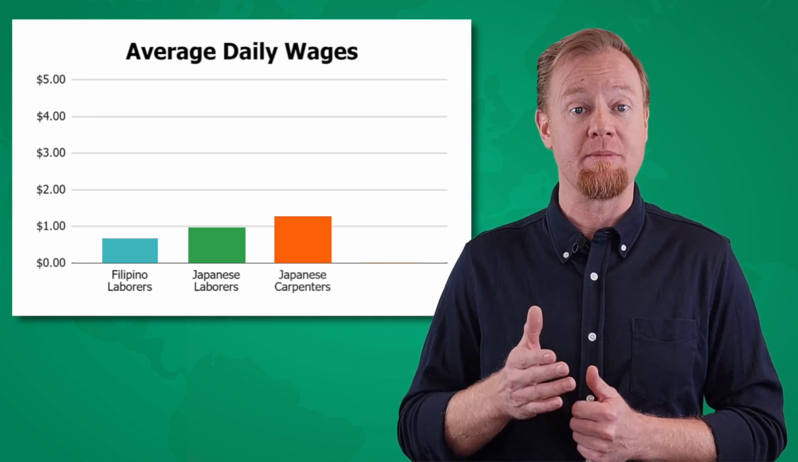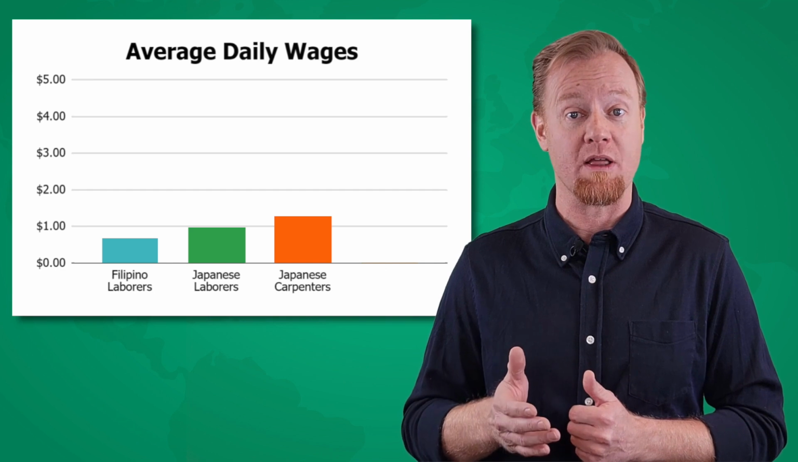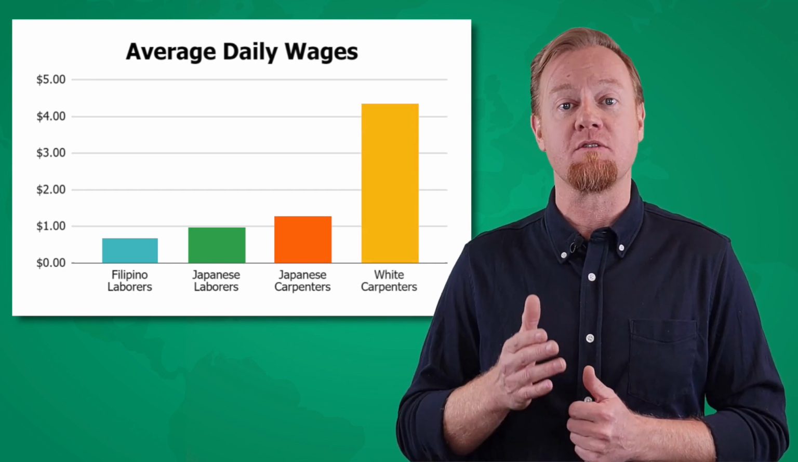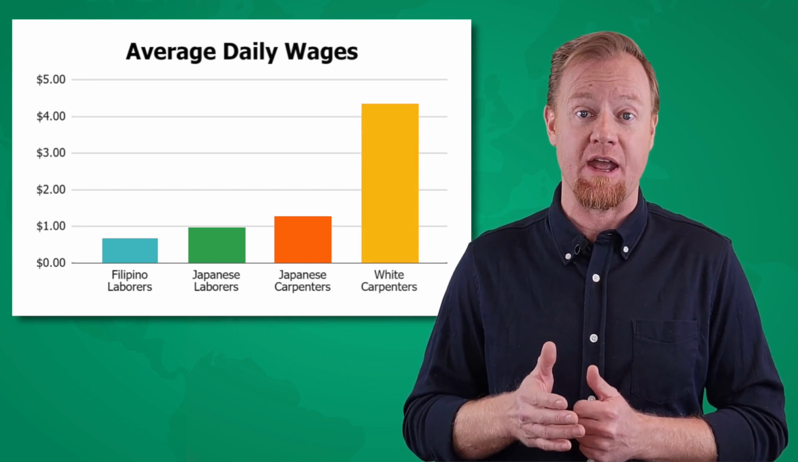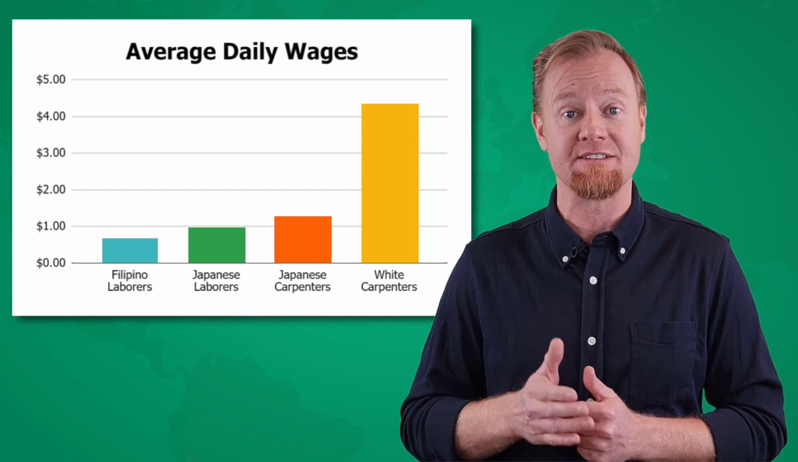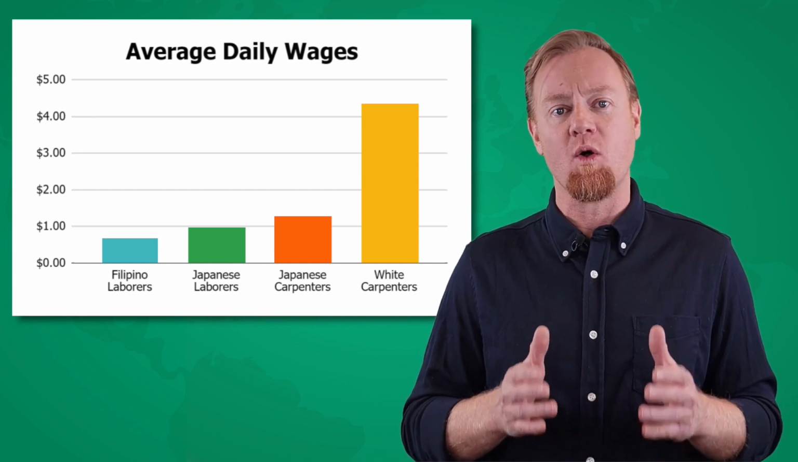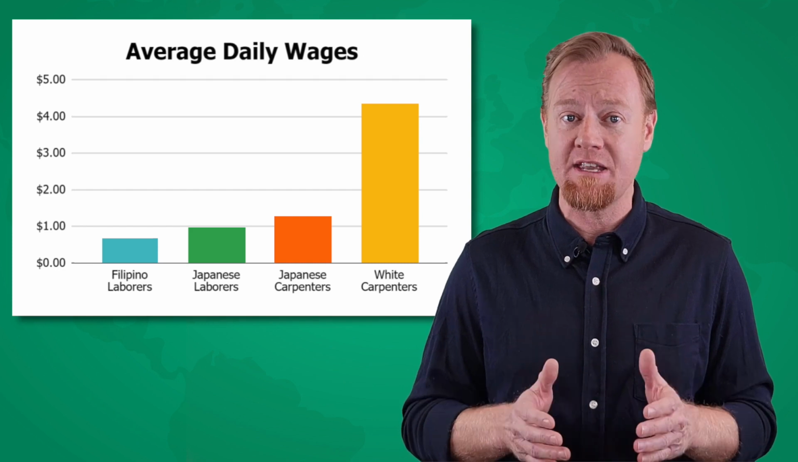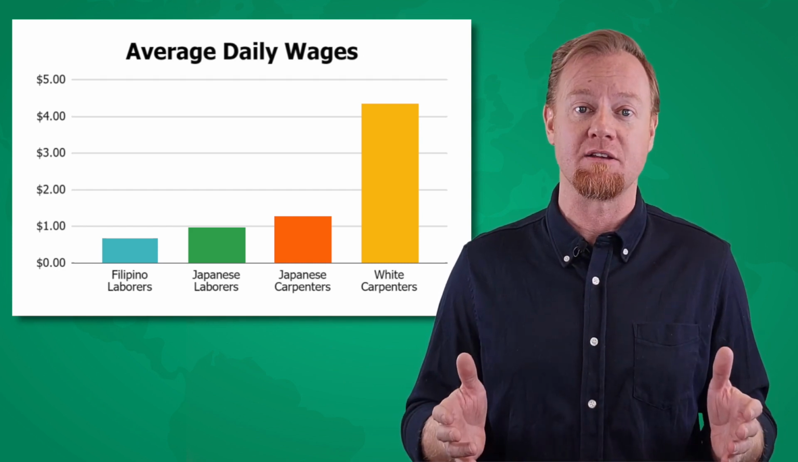Japanese carpenters only made $1.28, or about $44 today, while white carpenters earned $4.36 per day, or $150 in today's money. The gaps in wages were also used to create divisions and resentment between peoples of different nationalities.